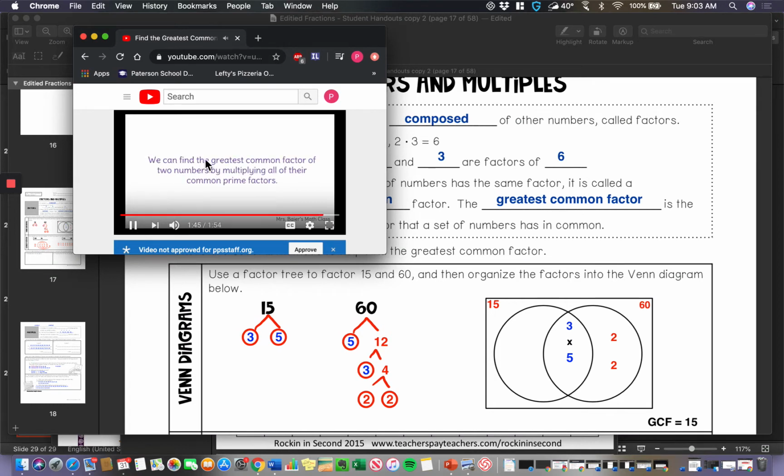Alright, I hope that was a little bit helpful. We can find the greatest common factor of two numbers by multiplying all of their common prime factors.